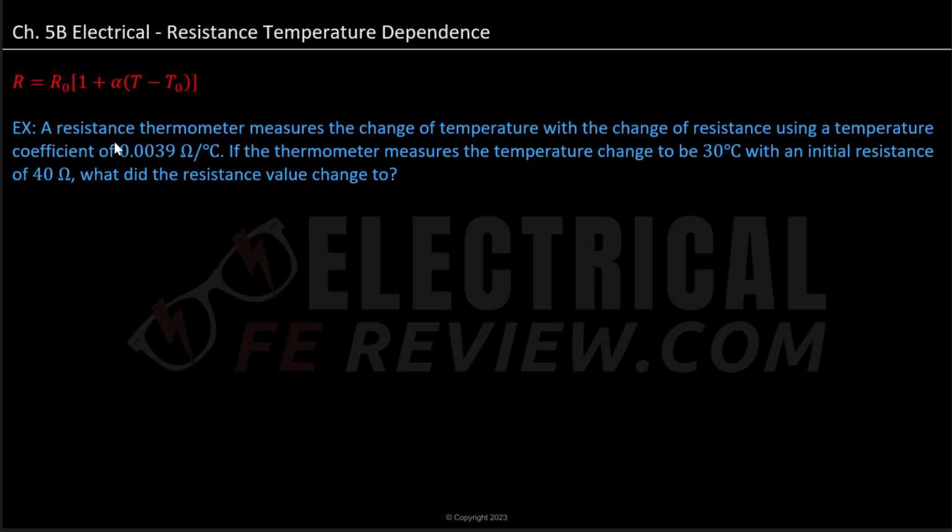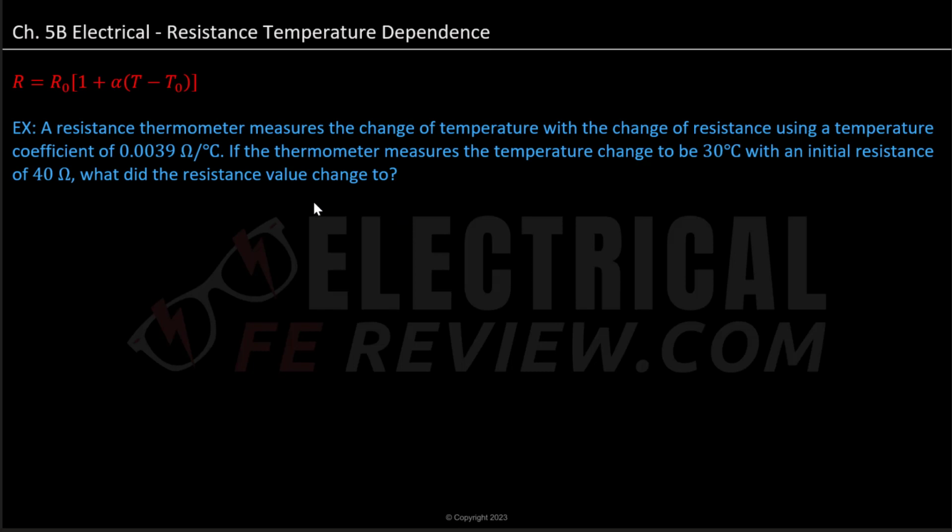For our example, we have a resistance thermometer that measures the change of temperature with the change of resistance using a temperature coefficient of 0.0039 ohms divided by Celsius. If the thermometer measures the temperature change to be 30 degrees Celsius with initial resistance of 40 ohms, what did the resistance value change to?